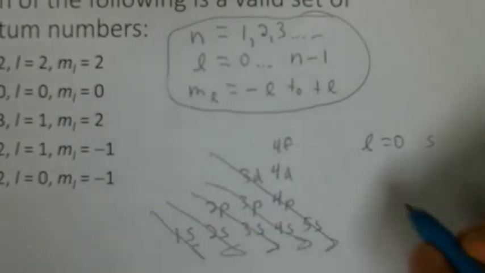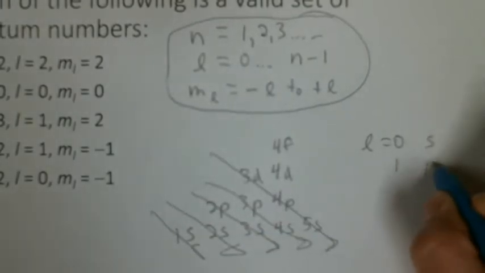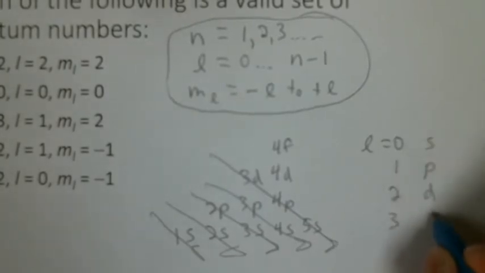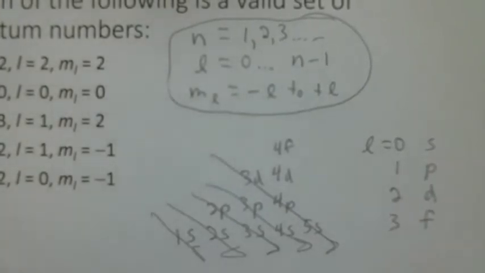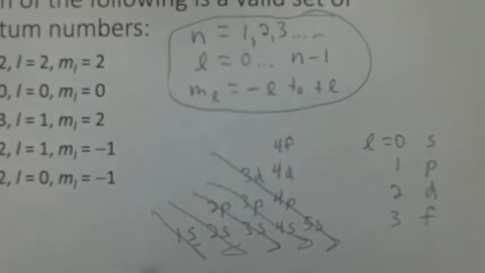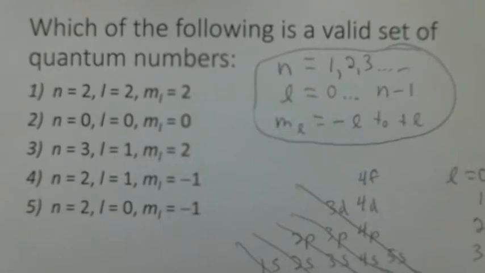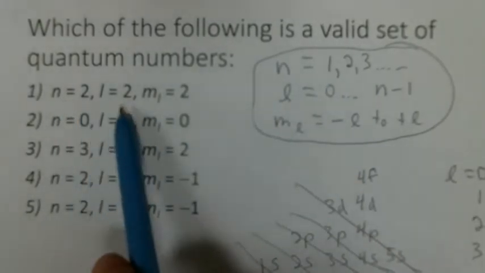That's the P, the D, and the F. So 1 is P, 2 is D, and 3 is the F. All right. So that's kind of a short refresher on quantum numbers. And then back to the question. Well, when you look at the question, you just look and see, are those values allowed?